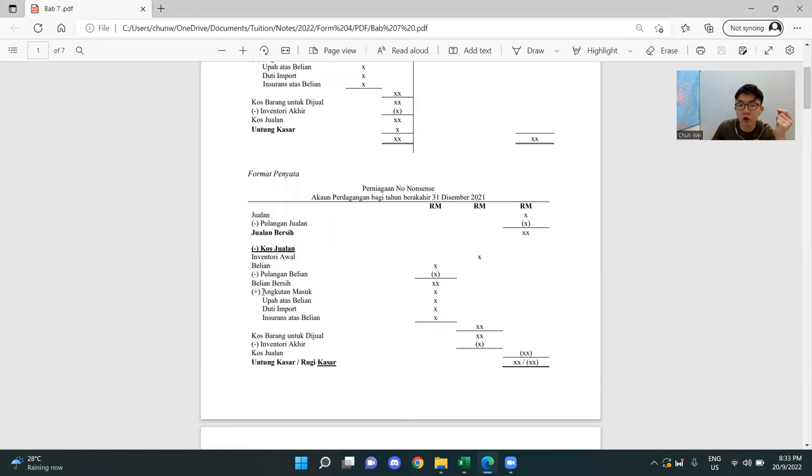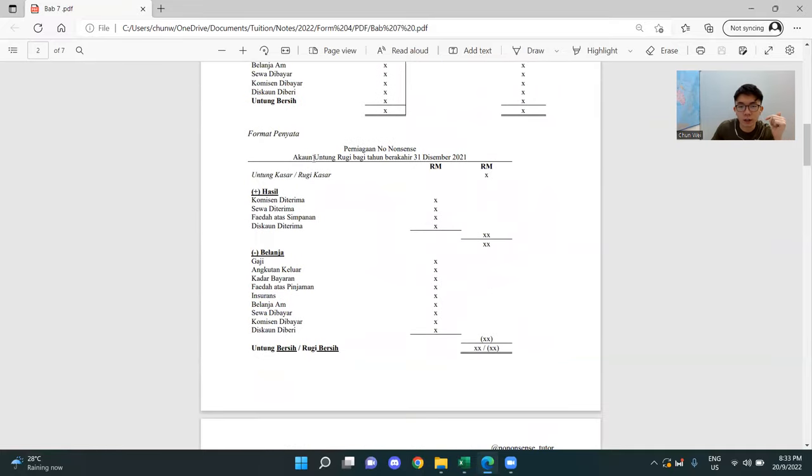Lepas tu, you have to add your AUDI. Okay, lepas tu, you get the figure here. Then you add with your inventory awal, you dapat cost barang untuk dijual. Lepas tu, you have to minus your inventory akhir. Then you get your cost jualan. Lepas you dapat your cost jualan, you have to use your jualan bersih minus your cost jualan. You get untung kasar. If the figure is negative, then it is a rugi kasar. Right? So after you get your rugi kasar, we can continue to do the account untung rugi.